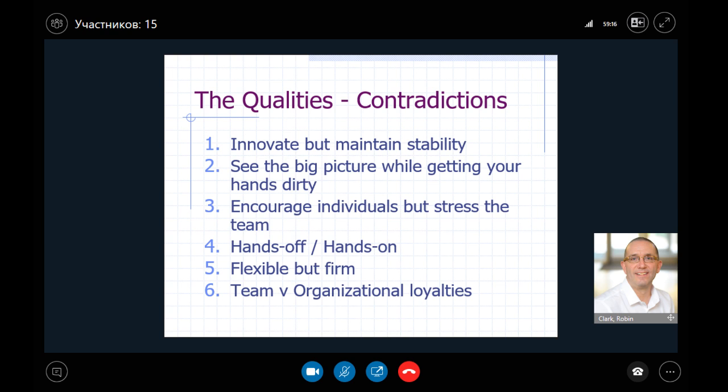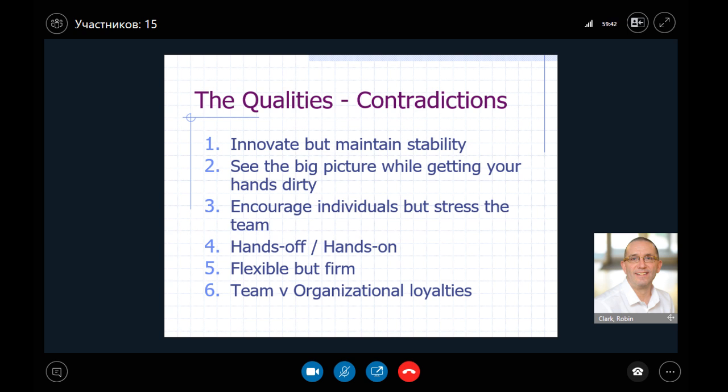You want to encourage individuals to be doing things as part of the team, but you also want to stress that they're all working for the team together. There's this idea of actually being involved and letting people get on with it. So empowerment, that's really important as well. They need to be flexible, but you also need to be firm if they start to stray away from the goals. And then the loyalties need to be in the right place.